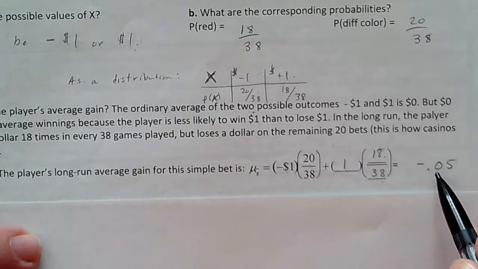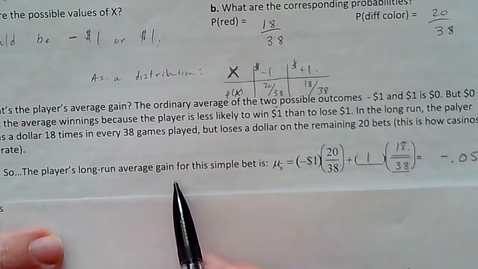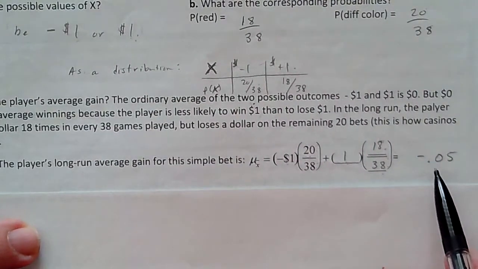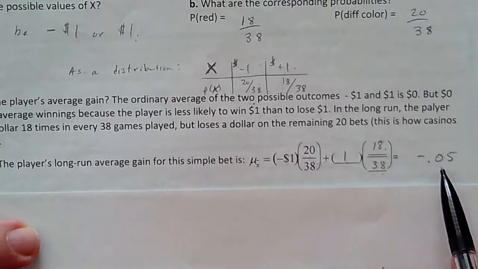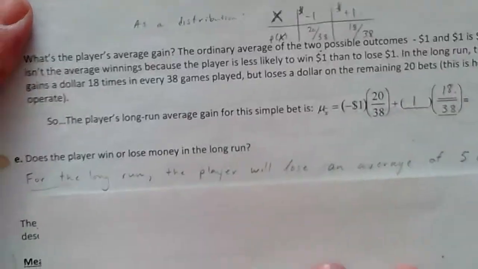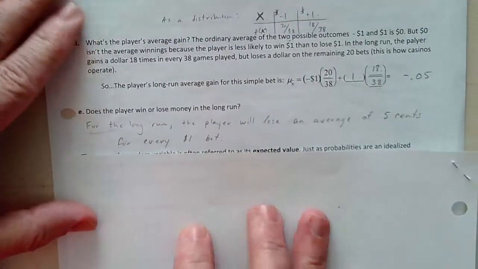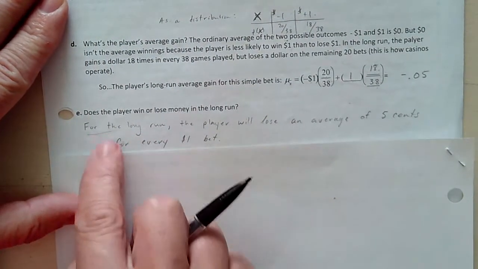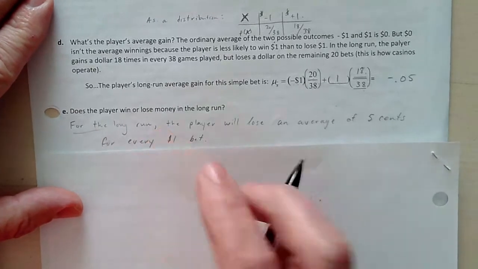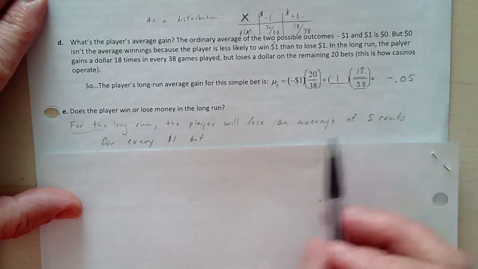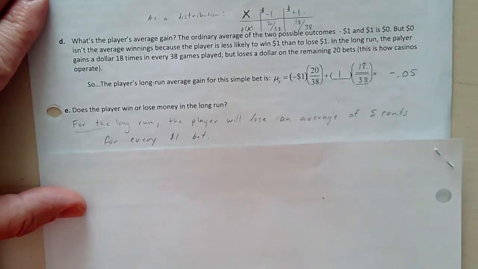Okay, obviously you don't get negative 5 cents just from playing it once. This means in the long run, your long run average. For every dollar you play in the long run, you're going to lose 5 cents. Okay, so here's the interpretation for part E. In the long run, or you could say after playing this many, many times, thousands of times, the player will lose an average of 5 cents for every $1 bet they have.